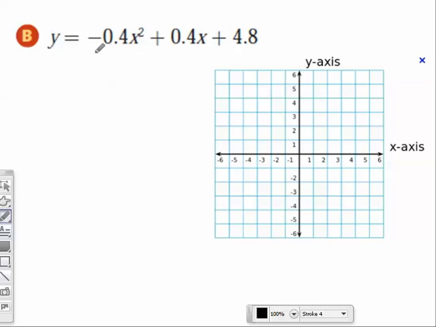Here's a little bit more complex one. I'm going to actually divide by negative 0.04.